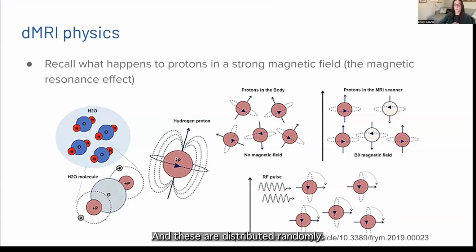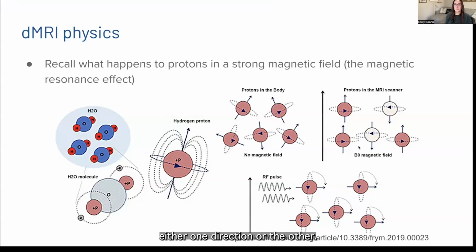And these are distributed randomly. So you'll have some spinning this direction, some spinning this direction, and so on. This is what occurs when there's no magnetic field, just the brain existing the way it is. But when these protons, i.e., the body, are put into an MRI scanner, these protons align to the main magnetic field. So instead of spinning in all different directions, they are now all spinning around one axis, either one direction or the other.